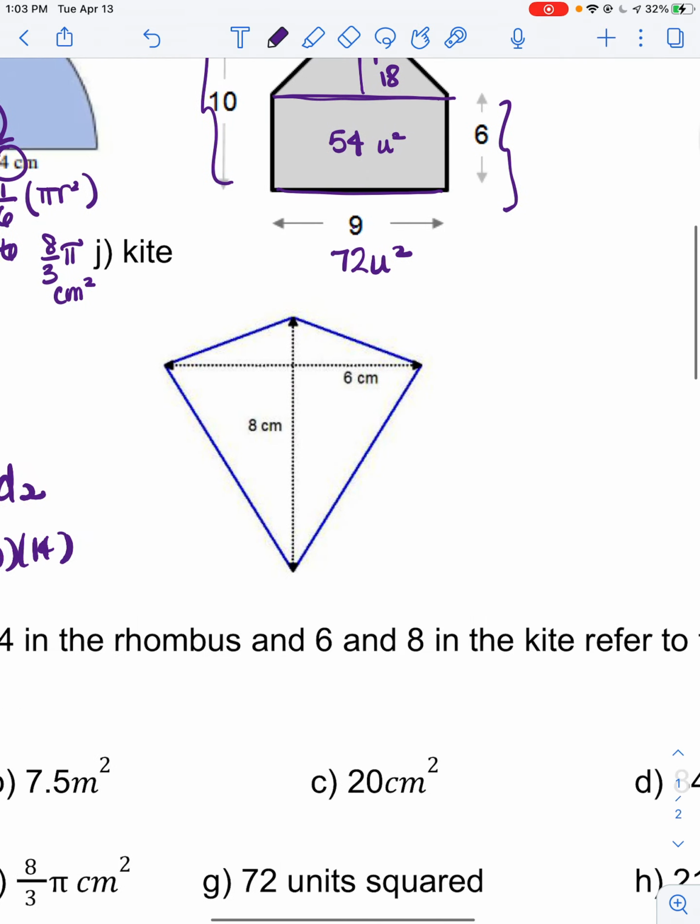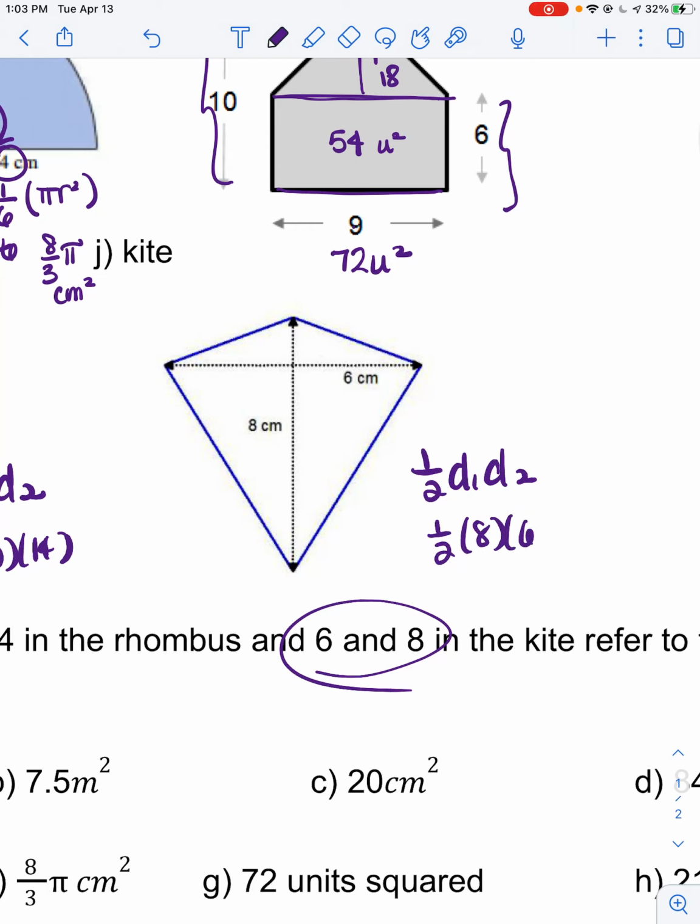Here with my kite, again, 1/2 d1 d2. I'm reading my note below. It says it refers to that entire diagonal. So I simply take 1/2 times 8 times 6, or 4 times 6, which gives me my 24 centimeters squared.